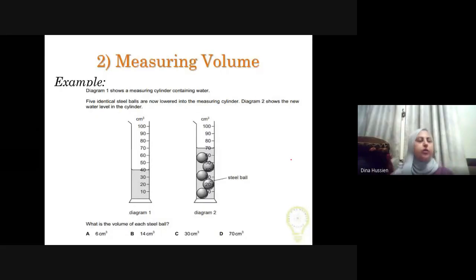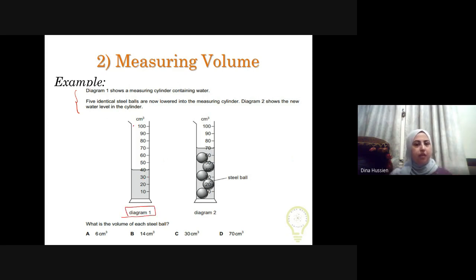Okay, so let's continue. Let's solve this one together. I can see a diagram, but before I take a look at the diagram, read the descriptive lines. Diagram 1 shows a measuring cylinder containing water. So we have water only in diagram 1.